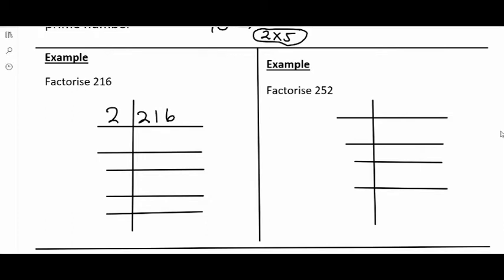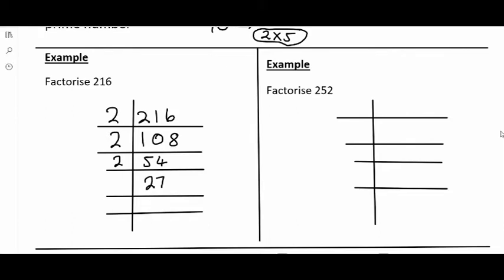So in other words, if I halve 216, get your timetable game on, get your mental maths game on, if I reduce that, that will be 108. Now I need to look at the next prime factor. Can I still carry on using 2? Yes, I can. It produces an even number, so I can still use 2. 54 is another even number. I can still use 2. That can drop to 27.